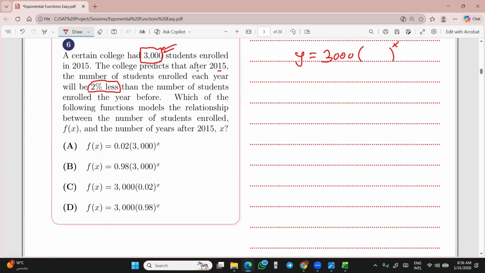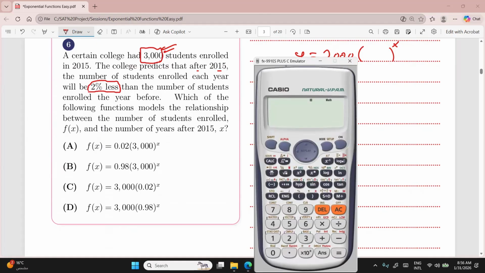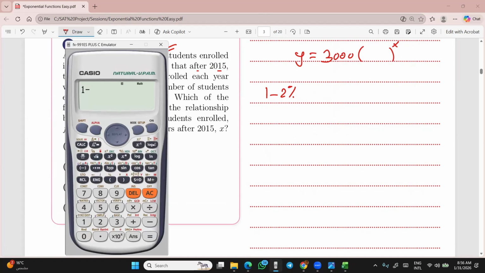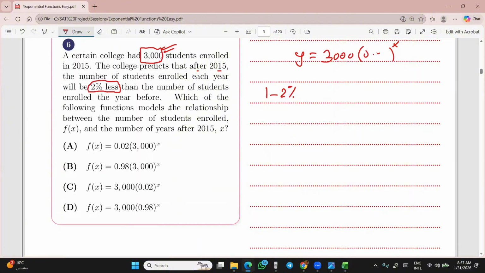Remember that. When you say 2% less, or 2% fewer, or less by 2%, decreased by 2%, all these have the same meaning. It means 1 minus 2%. And when you try to use the calculator to find the value of this, 1 minus 2%, you can just write it like this. 1 minus 2%, this shift with this button right here, equals, and then put SD. You can get 0.98. 0.98 should be written here inside these parentheses, which makes the answer letter D. It's obvious, the correct answer.